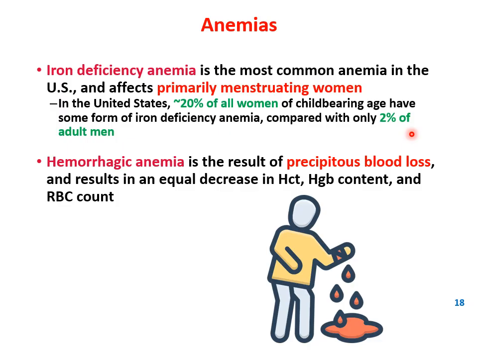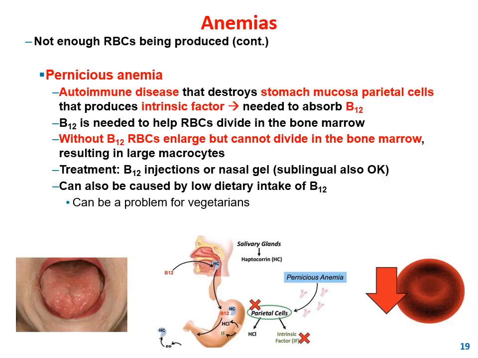So if you have a vegetarian diet and you don't take B12, that's a problem. We're going to talk a bit more about that. So iron deficiency anemia, or you can also have hemorrhagic anemia, if you're bleeding. That's really obvious. Okay, so here, types of anemias.